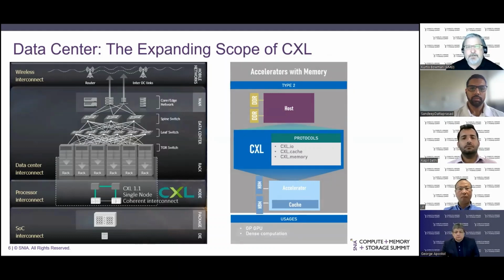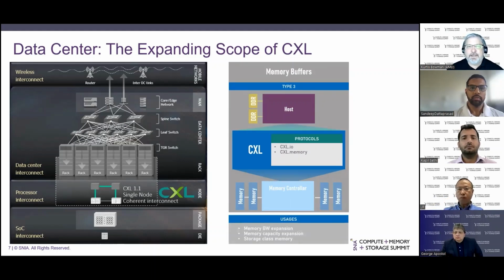Type 2 devices, a little more complex. They actually have their own memory, but they also can access memory on the CXL network. And so you have two spaces of memory, and you can share those between the host and the device that you're using. And then the final type was a memory buffer, where it allowed you to increase your capacity, increase your bandwidth going into, whether that could be an accelerator or a host. And it also allowed for using different types of memory out on the memory bus.